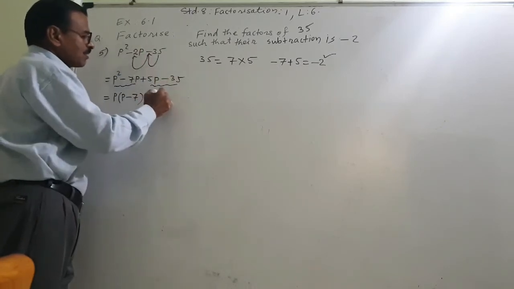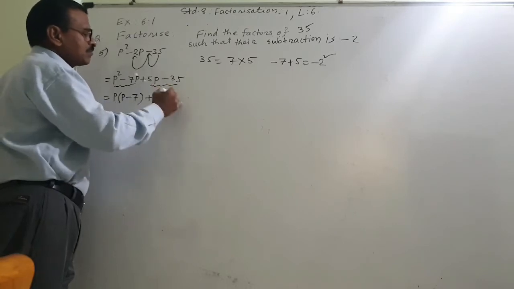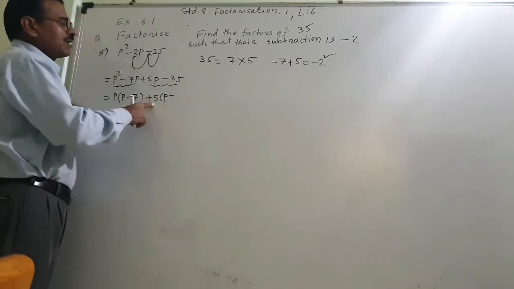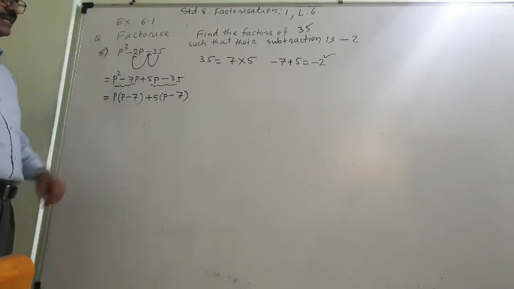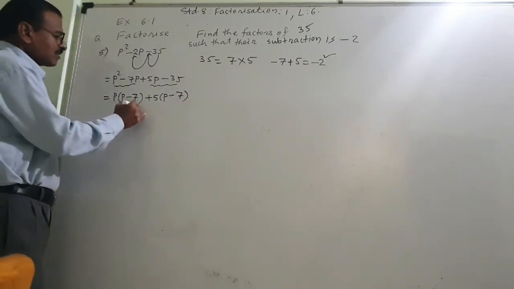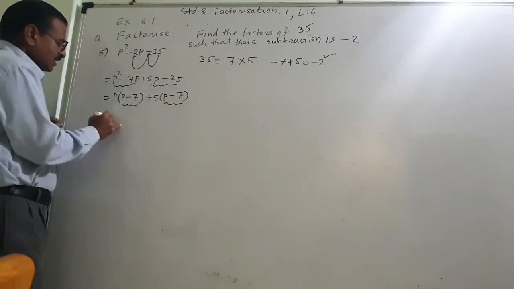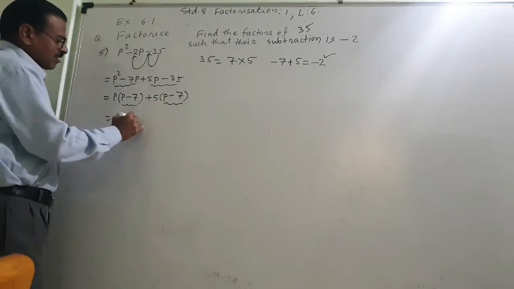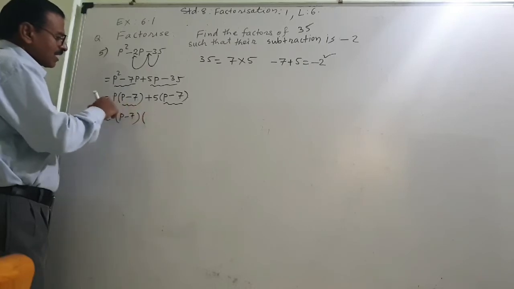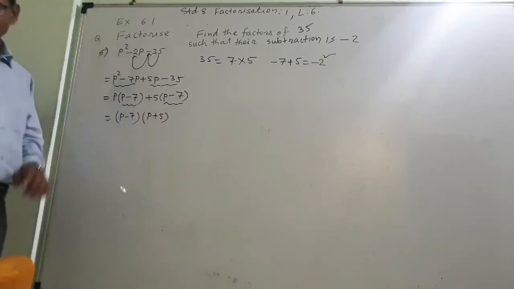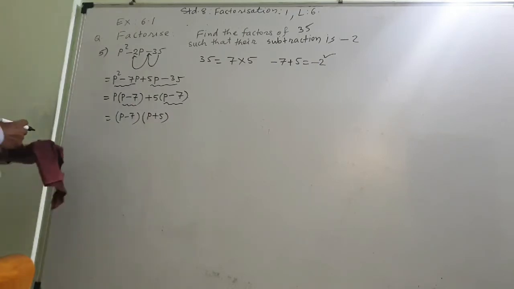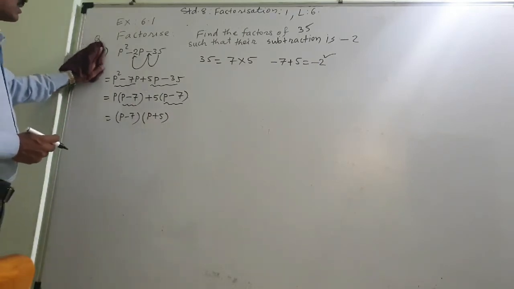So 5 is common. P, this is minus, 5 sevens are 35. Taking common means say the table. Now this is common. That is equal to p minus 7 is common, and into another bracket, these two remain: p plus 5. Hope that you have understood this. I am rubbing this.